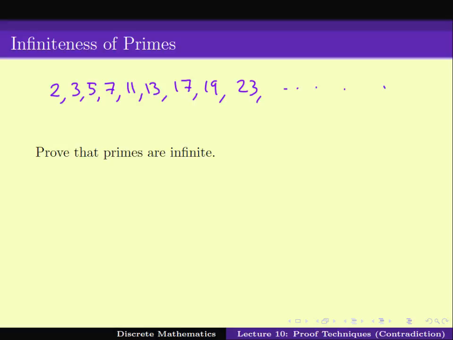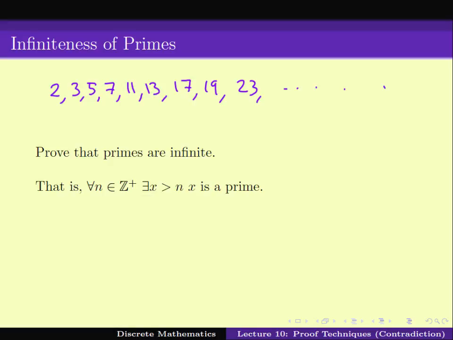Now, is it that there is only a finite set of primes? For example, there are only 1000 primes or 10,000 primes or something like that? Or is it that there is always some prime? In other words, we want to prove that there are an infinite number of primes. Or in other words, we want to say that the primes are not bounded by any large number.